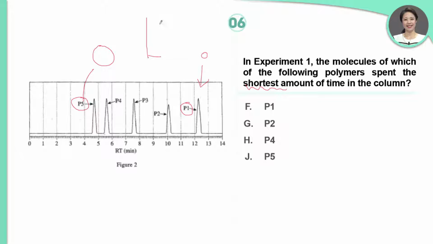In the column, they have beads, and the small ones diffuse into the pores, so it takes a long time to exit the column. But the big one doesn't diffuse into the pores, so it just comes straight down and exits the column. So the big one will take the shortest amount of time to come out of the column. So P5 is the answer, so the answer is J.